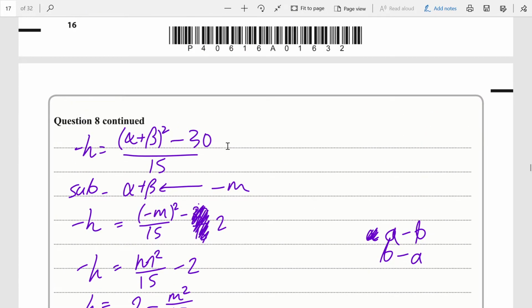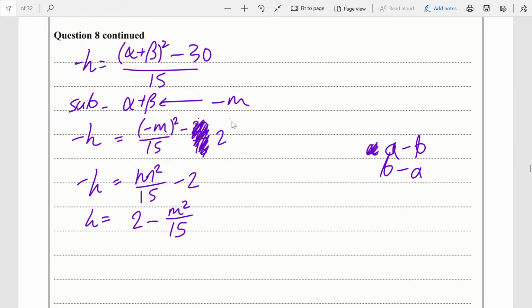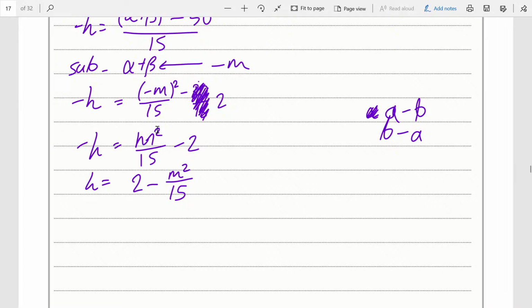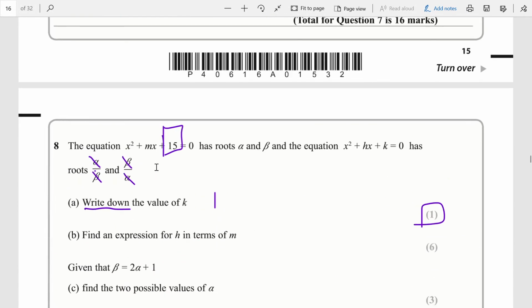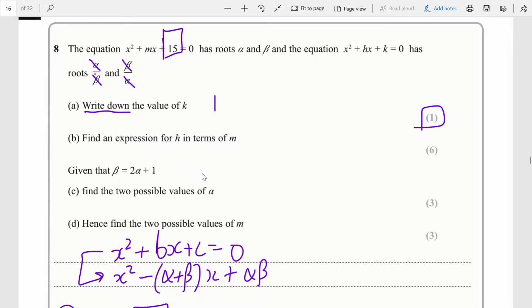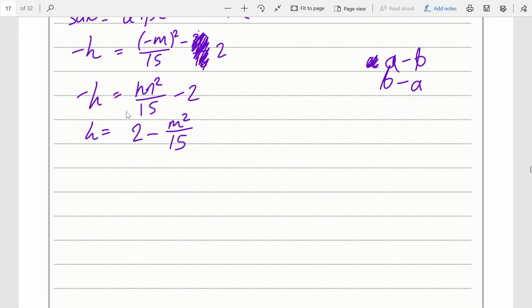Anyway, once we have this form, we make the two substitutions of the values we know in order to get m into the equation here. And once we do have m into the equation, we simplify it into our final form, which is 2 minus m squared over 15. So we are done with this part, finding an expression for h in terms of m. And since the answer is just the expression, not an equation, we're going to box this as our answer, 2 minus m squared over 15.